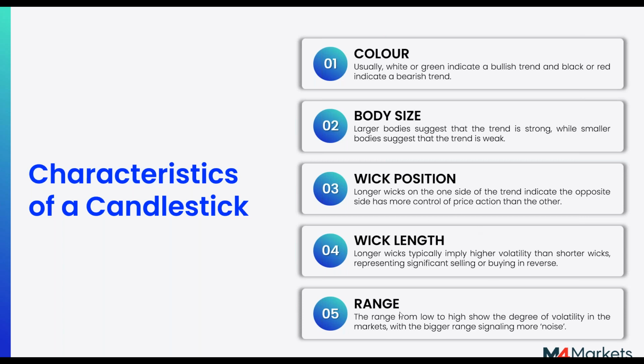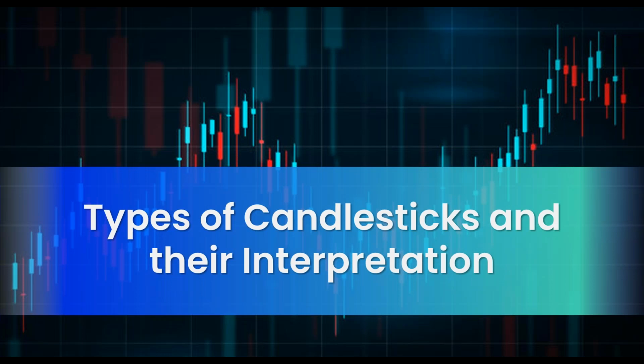And of course, the range is the distance from the low to the high, and that shows the degree of volatility in the markets. If the range is bigger, that signals a bit more noise, and noise doesn't necessarily represent bullish or bearish. It just represents volatility, which means more dramatic moves because liquidity is thin.